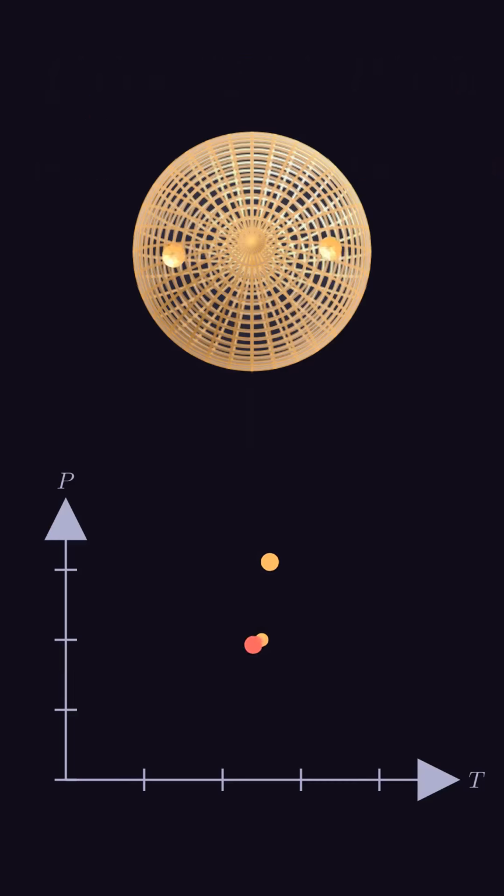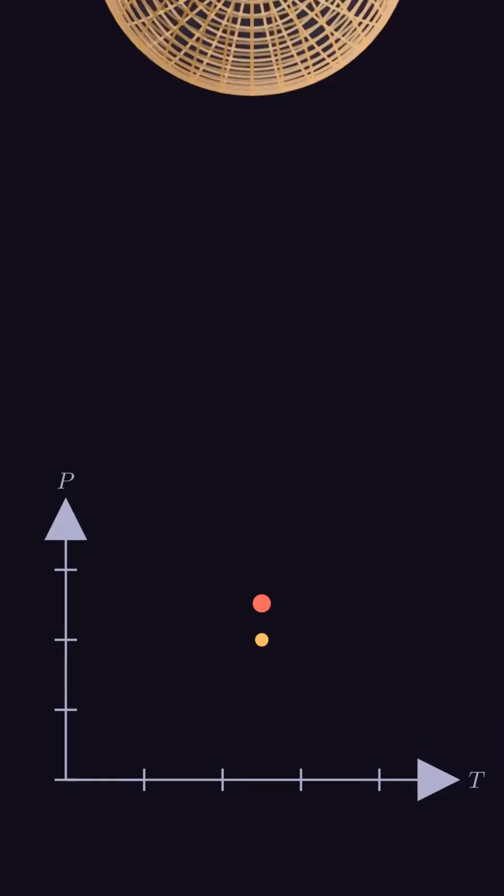The theorem guarantees there is at least one pair of antipodal points, x and negative x, where both temperature and pressure are identical. Continuity forces these 2 independent values to sync perfectly.